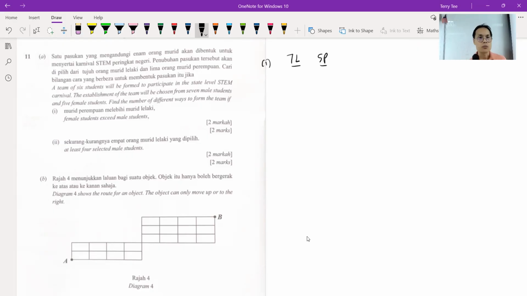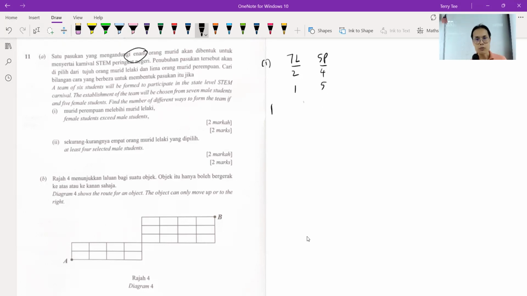Okay, so the first part, cari bilangan cara yang berbeza boleh untuk membentuk pasukan itu jika murid perempuan melebihi murid lelaki, more girls than boys, and we have 6 orang murid, 6. So if you have 6 and you have more girls than boys, I must have 4 girls, 2 boys. I can have 5 girls and 1 boy. Can I have 6 girls? No. Why? Maximum five girls only. I can't have 6, right?